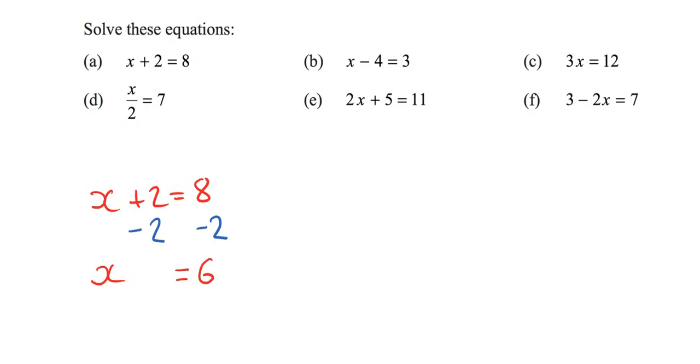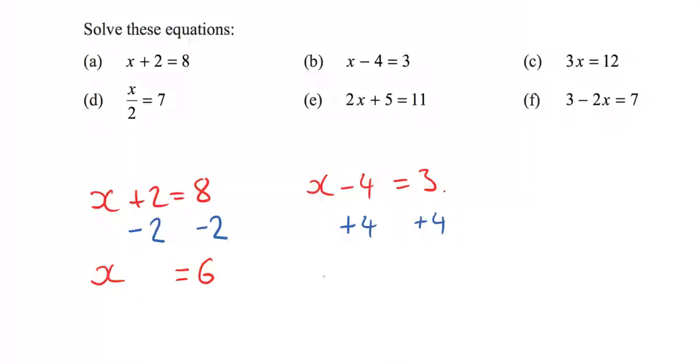So what about b? So in this case, I've got x minus 4 is equal to 3. Now this time I have a subtract 4. And so I want to think about what is the opposite operation from a subtract 4. And of course, it's going to be to add 4. So we're going to add 4 to both sides.